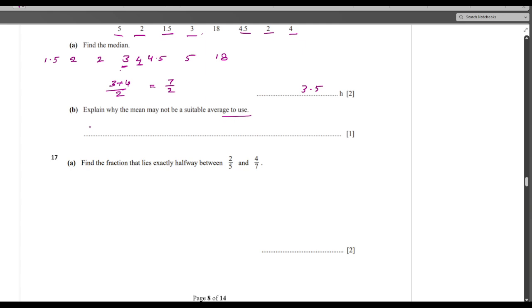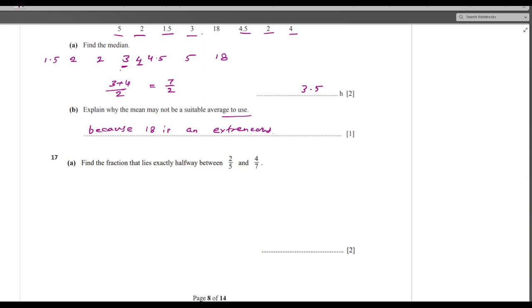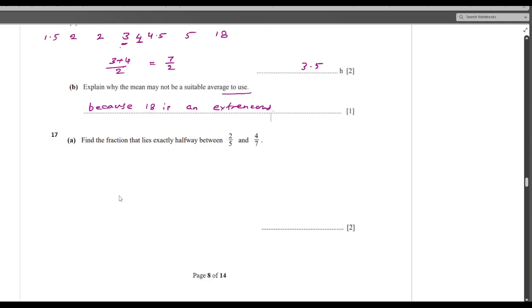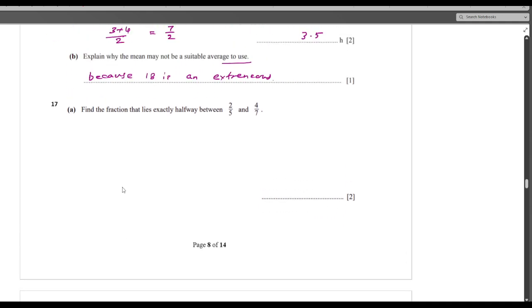So here, explain why the mean may not be a suitable average. I will say that because 18 is an extraneous value. Extraneous means it is like an outlier, you can say. Outlier is also a good word. 18 is an outlier, therefore I will not use the mean as a suitable average. Your mean, median and mode, all these three are nothing but averages only.